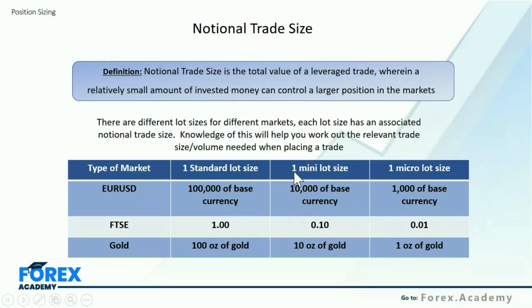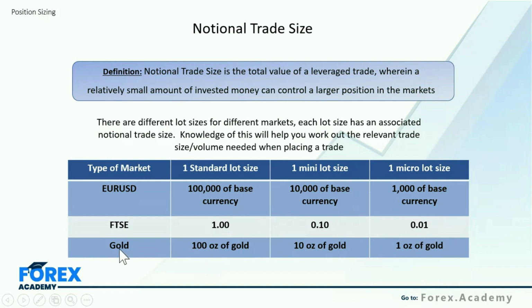So you can also trade what's called one mini lot size. So this is 1/10 of a standard lot. So in this case, it'd be 10,000 euros would be your actual notional trade size. And if you're trading one micro lot, you'd be now trading 1,000 of the base currency. So the same literally applies to the FTSE and the gold. You can see that the standard lot size in the FTSE is to the first whole number, so it's 1.00. One mini lot 0.10, and one micro lot size is 0.01.